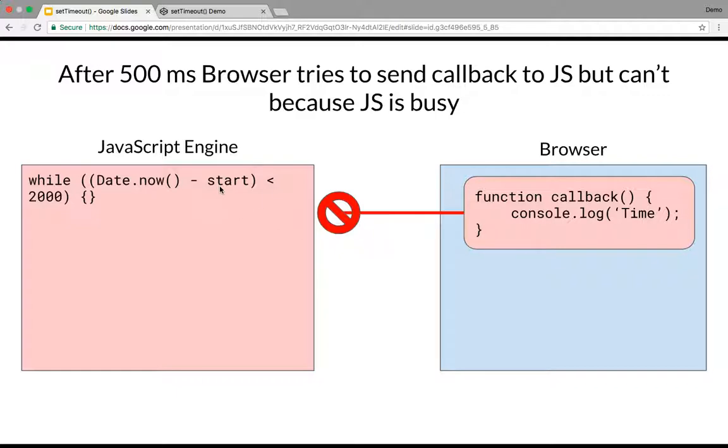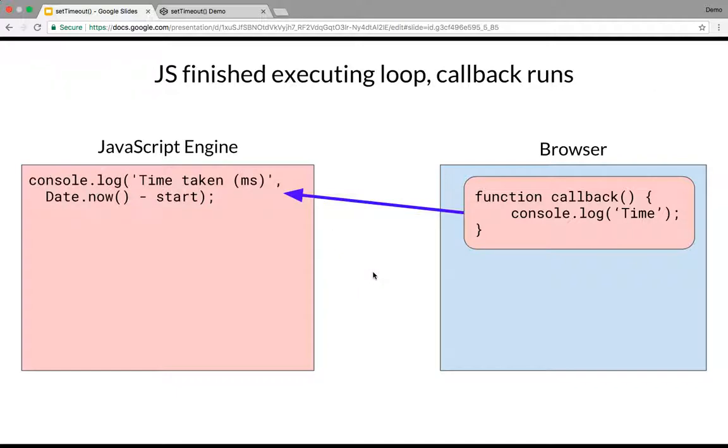Only when this while loop finishes after 2000 milliseconds, i.e. 2 seconds, is the JavaScript engine free to actually execute my callback. And that's why I get my callback executed at around 2000 milliseconds elapsed, not 2500, because the timeout has run in parallel. It was just waiting for JavaScript to be free so that it can print my message. So there you go. That's why the execution time for setTimeout callbacks cannot be guaranteed.